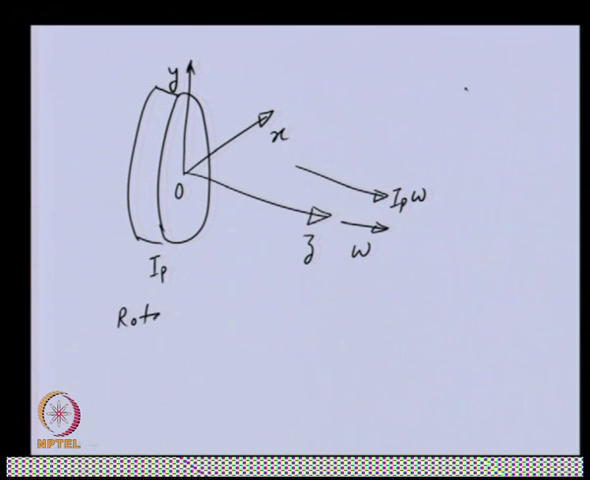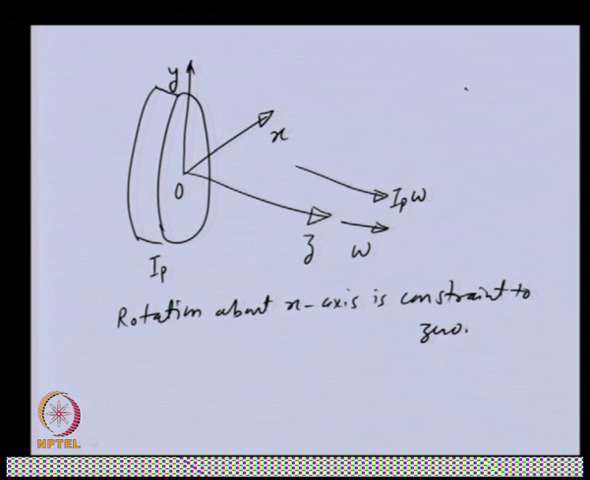So, rotation about x axis is constrained to 0, but it is free to tilt about y axis. We are applying a moment in positive x direction, Mx, for a small time duration, let us say delta t.